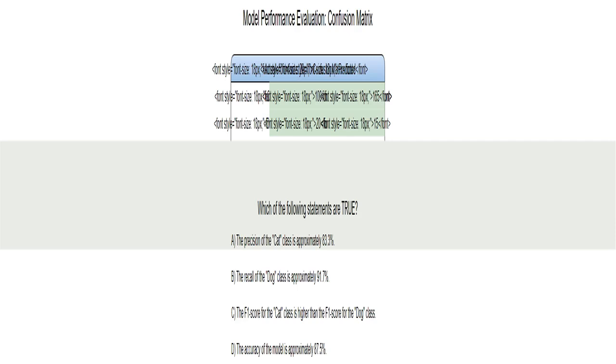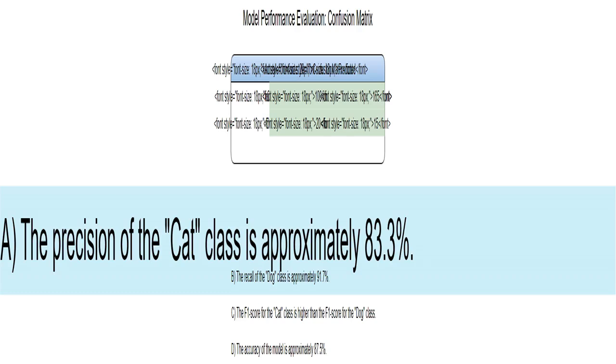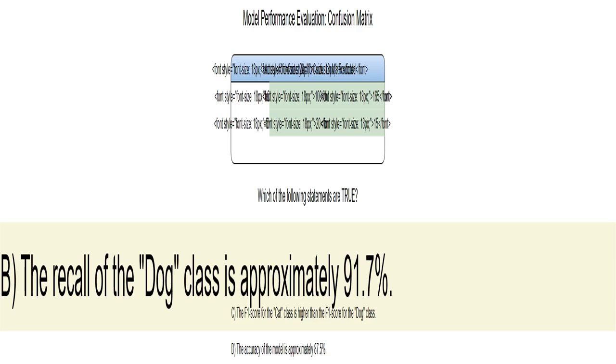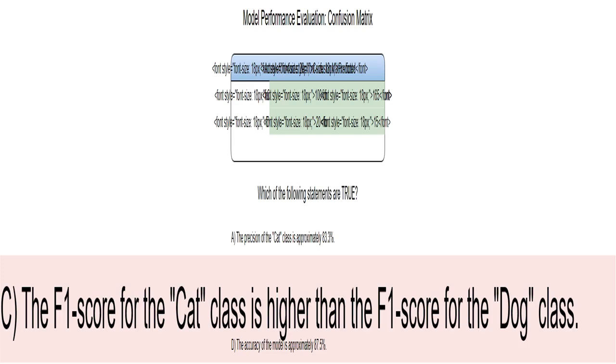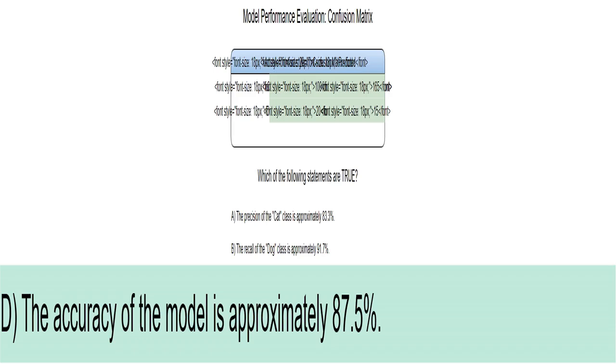I'm asking you to determine which statements about the model's performance are accurate based on the confusion matrix. Precision for cats measures how many of the model's cat predictions were actually correct. Recall for dogs measures how many of the actual dog images the model correctly identified. The F1 score is a combined measure of precision and recall. It balances both. Accuracy represents the overall correctness of the model's predictions.